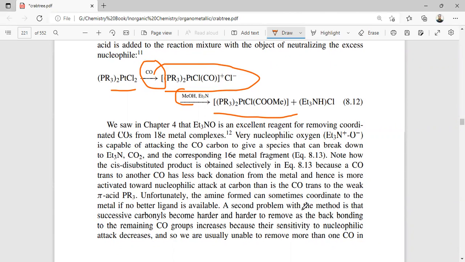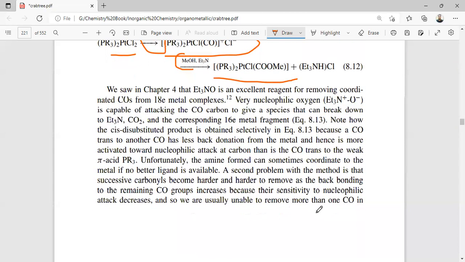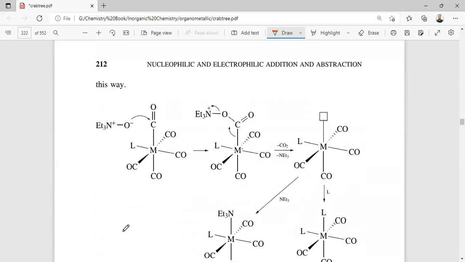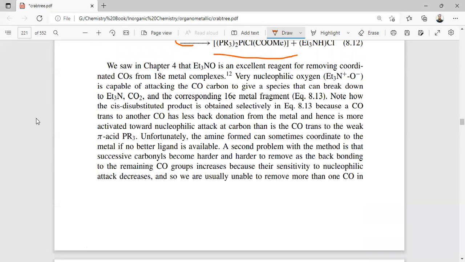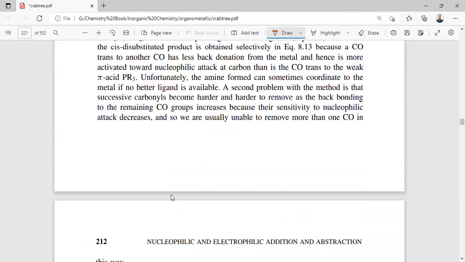A second problem with this method is that successive carbonyls become harder and harder to remove, as the back donation of the remaining CO groups increases and their sensitivity to nucleophilic attack decreases. So we are usually unable to remove more than one CO in this way. Here Et3N is a good nucleophile which can remove the CO from the metal carbonyl. This is another example, where only one CO elimination is possible. More than one is not possible.